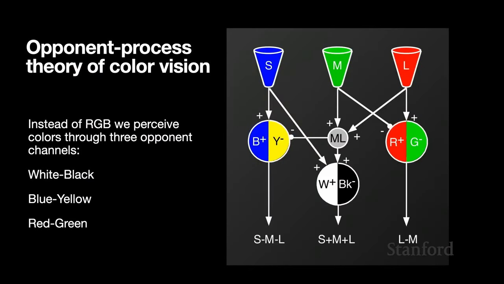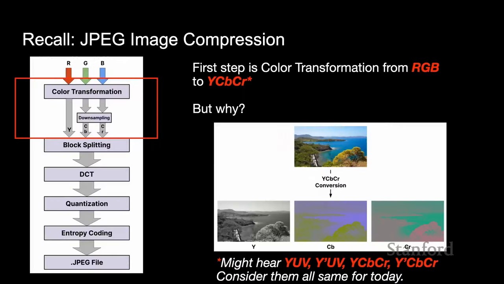So why CBCR or UV? Consider all of them equivalent. They have some historical differences, but for today's class, assume that. Sometimes you'll see star marks on top of it, like CB star CR. Oh yeah, here, sorry, Y dash UV. Sometimes you'll see Y dash UV, Y dash CBCR. Consider all of them equal for now. There are slight nuances and differences which we can talk about.